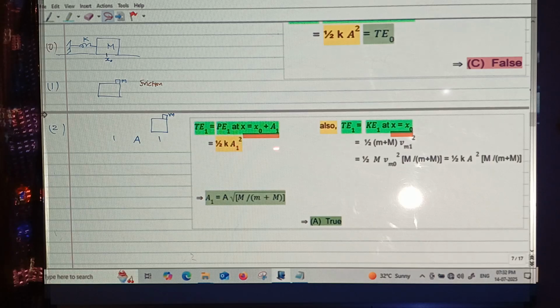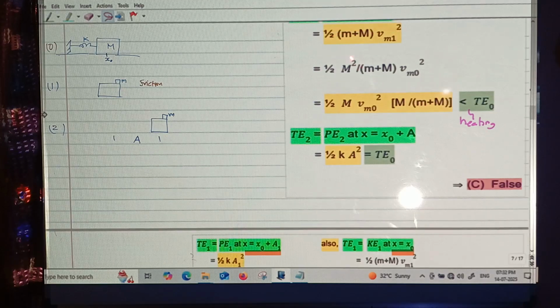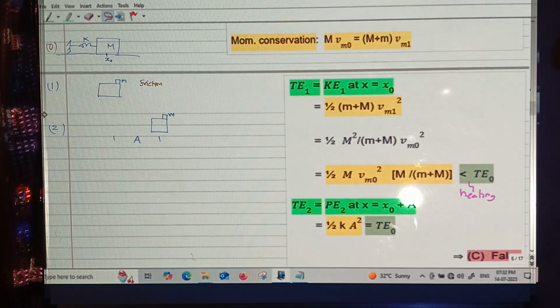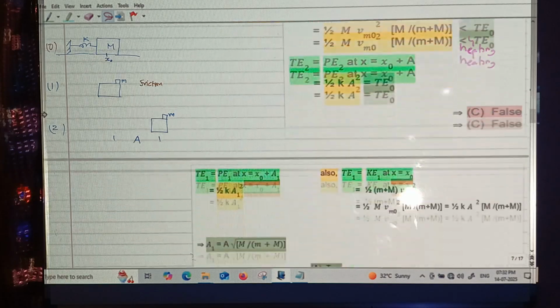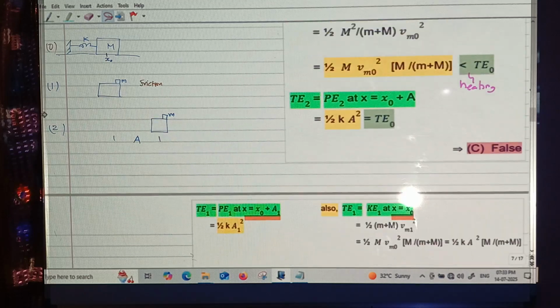Total energy in the first case is the potential energy at the extreme position, which is half K A1 square. Also, the total in the first case can be found by using kinetic energy at the mean position, because at the mean position, potential energy is 0. It's half (m plus m), the combined mass, into Vm1 square. And this new velocity we have found here is different from the old velocity by a factor m by (m plus n). So using that, we'll get this one. And then half Vm naught square I can eliminate from here.